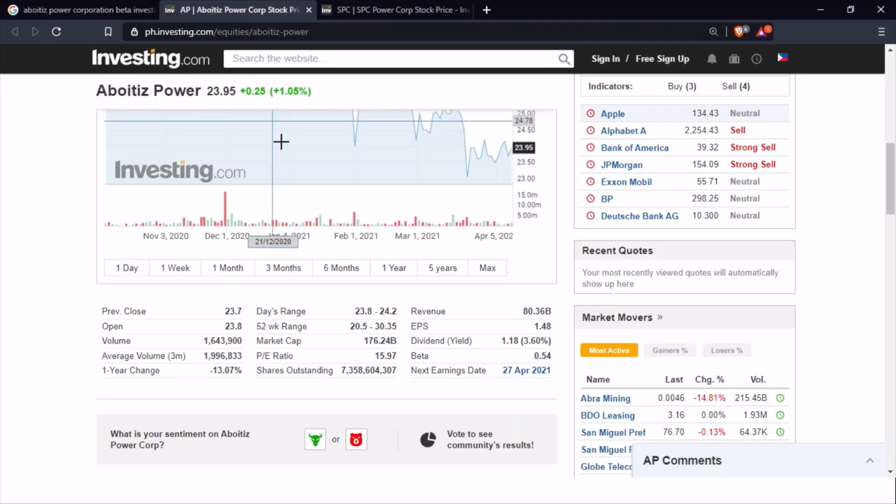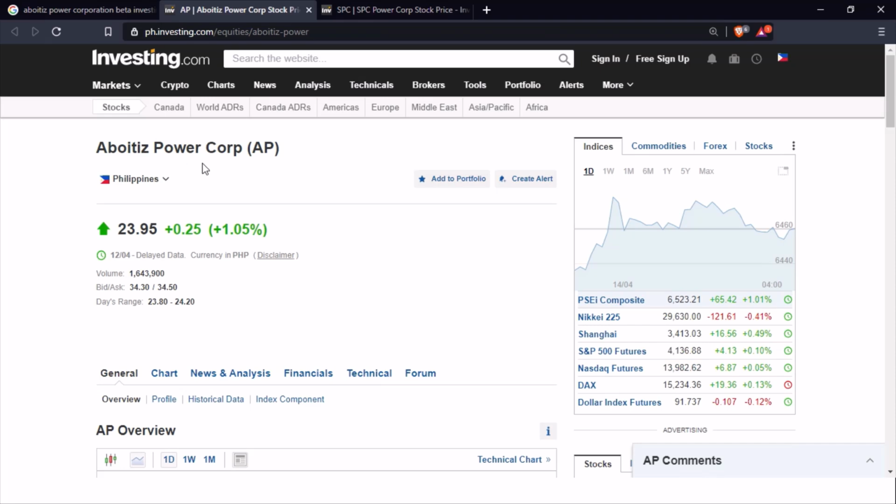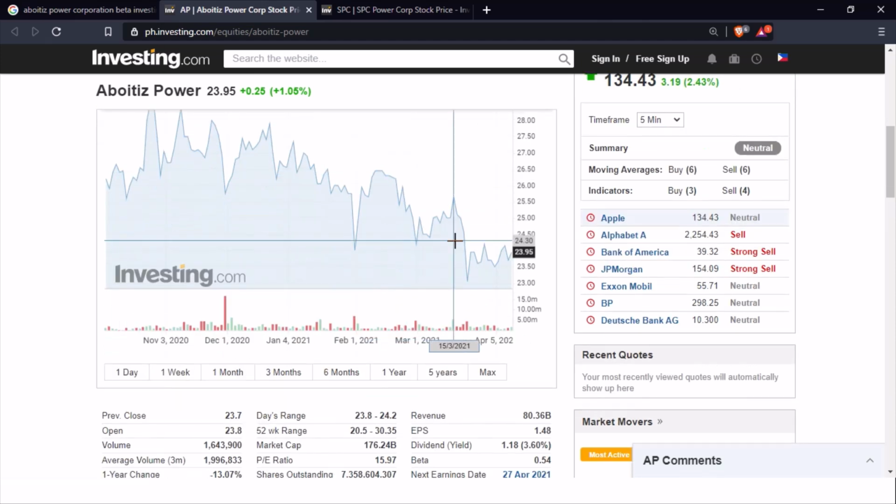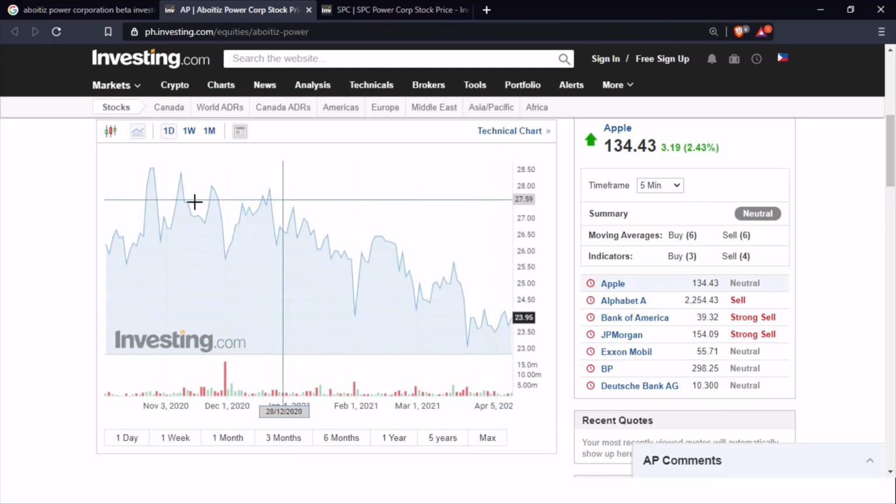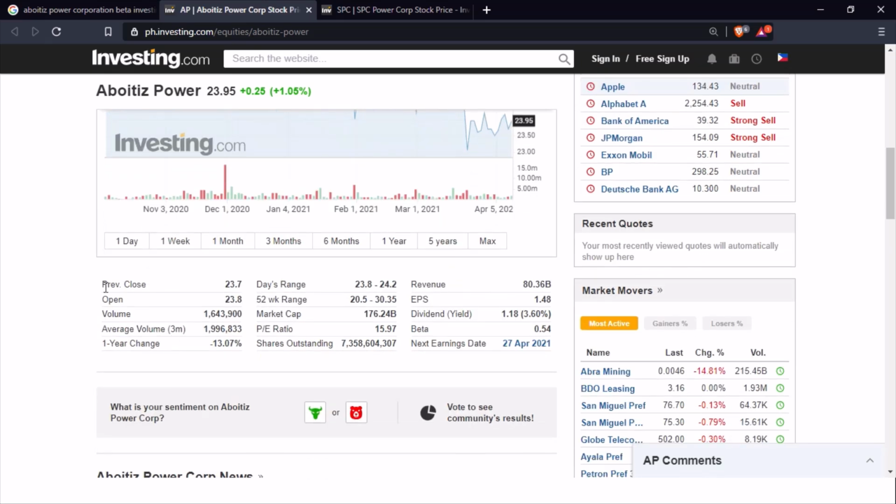So, pagka binuksan mo yan, ito yung lilitaw. So, there's Aboitiz Power Corporation. It's coming from the Philippines. Okay, so pagka din-drag down mo siya, you will see the technical analysis part of the firm. And then you will see the previous closing price, the opening price, volume, average volume, number of shares outstanding, price to earnings ratio. It's all in here, the total market capitalization. And then, of course, you will see the beta. Okay? Ayan po yung hinahanap nating information. It's here. And it says 0.54.